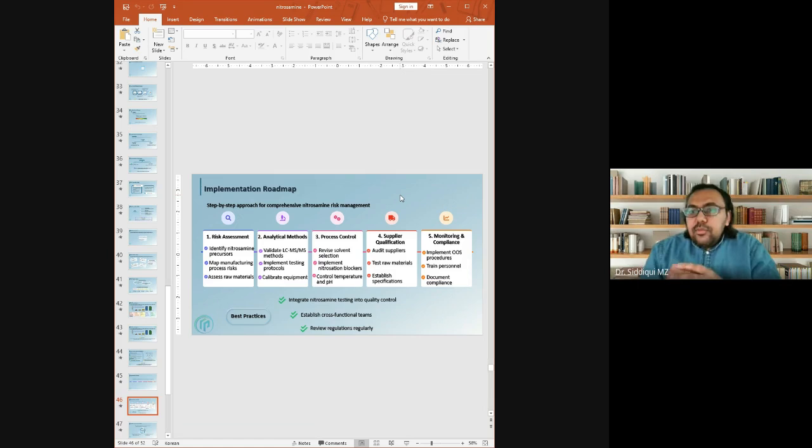Supplier qualification is to audit the suppliers, test raw materials, and establish a strict specification for nitrosamine impurities. Monitoring and compliance is the continuous monitoring, in which the implementation of OOS procedures and personnel training is very important, and documentation compliance. So the best practices could be to integrate nitrosamine testing into quality control, establish cross-functional teams, and regularly review the regulations.